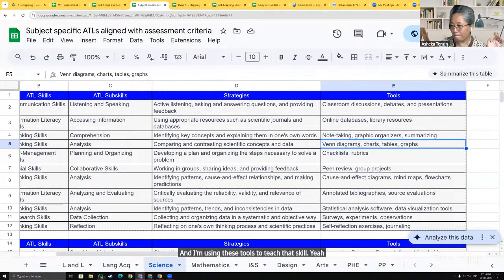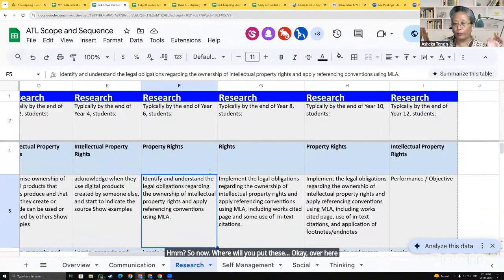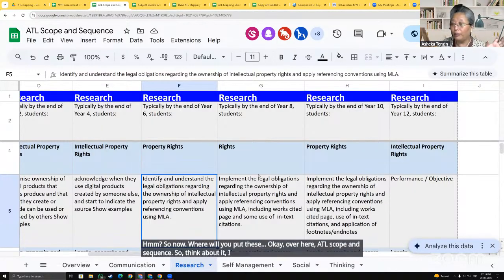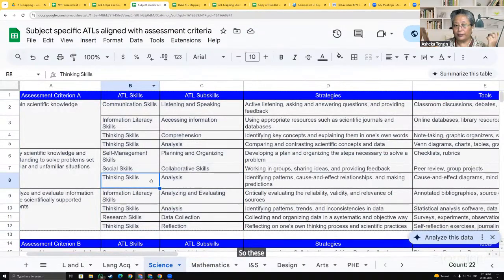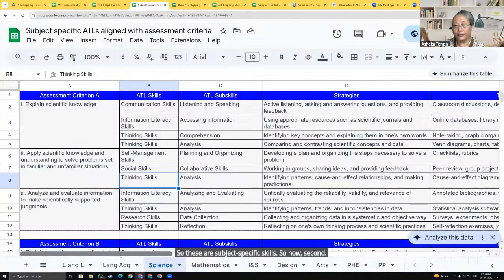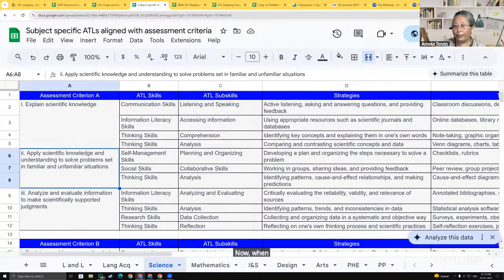Now, where will you put these? Over here, ATL scope and sequence. Think about it, I'm giving you some food for thought. These are subject specific skills. Second, this is a skill we have to teach: apply scientific knowledge and understanding to solve problems set in familiar and unfamiliar situations. Again, thinking skills. When they are doing this, you could give them some collaborative tasks.